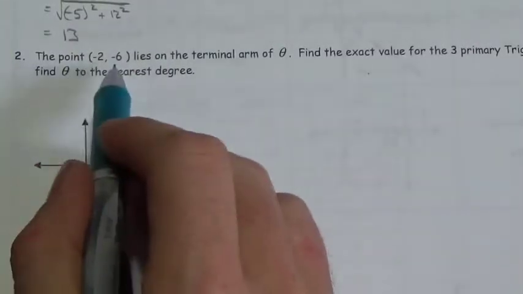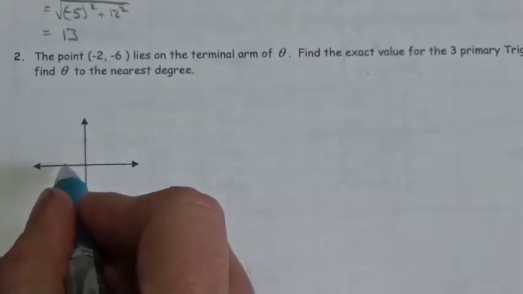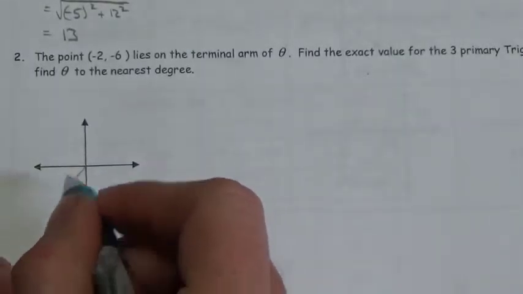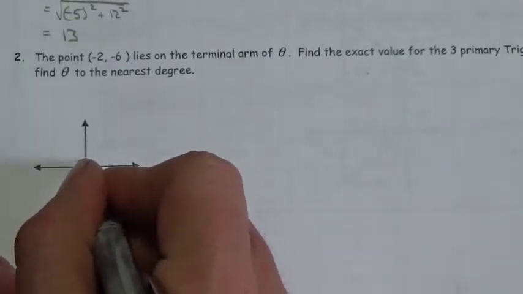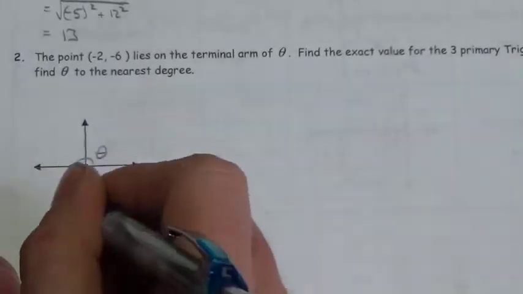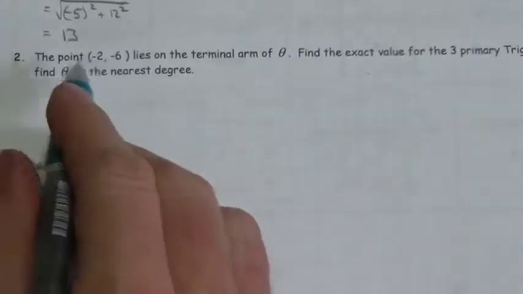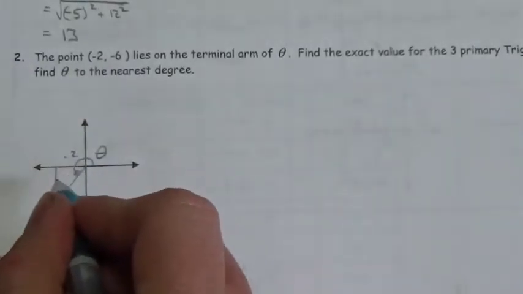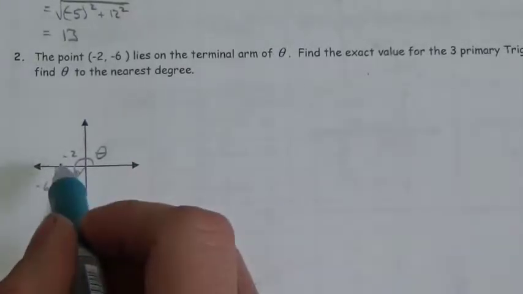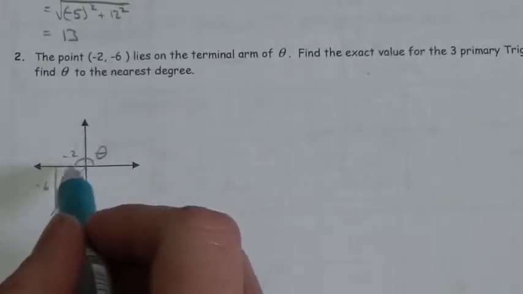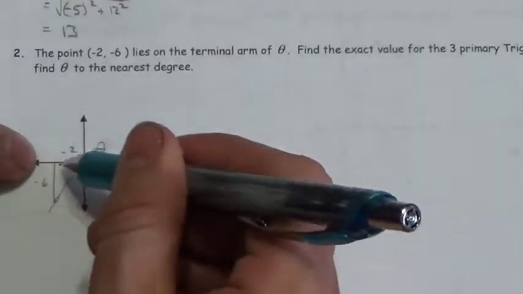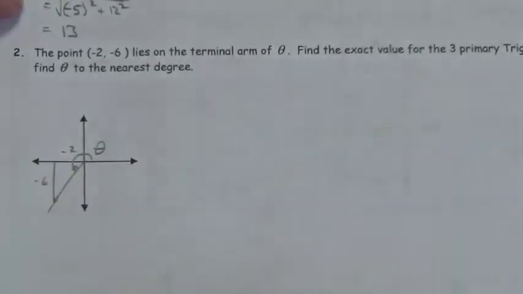Okay, so -2, -6. From the origin, -2, -6, we're down here in the third quadrant. So this angle is the one that we're looking for here. Based on what I'm seeing there, I know that this is going to be -2 and this is going to be -6. So the x length along the x-axis will be -2, and the y is -6. And now I've got to figure out what r is.